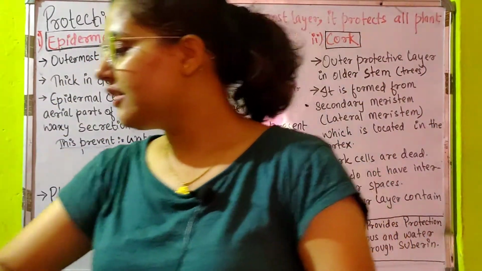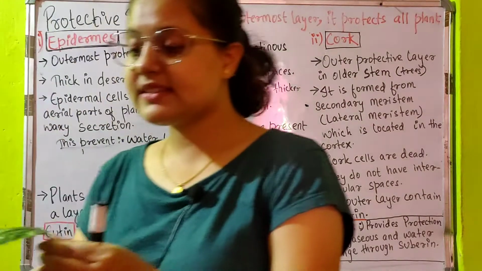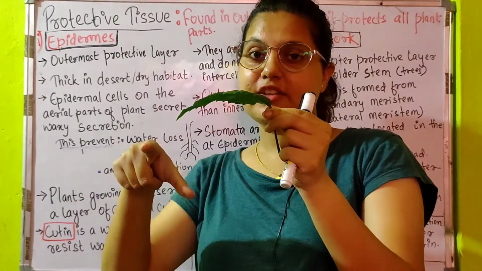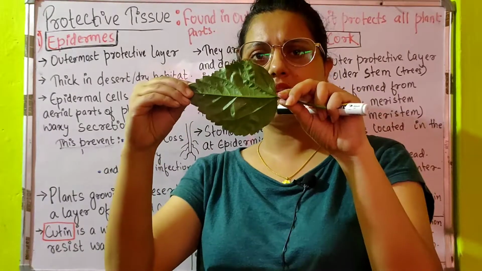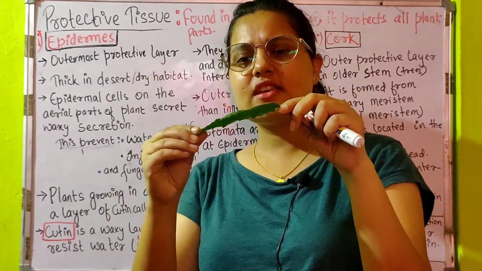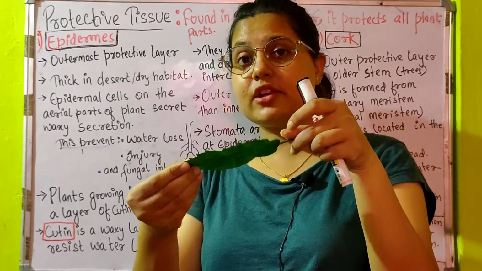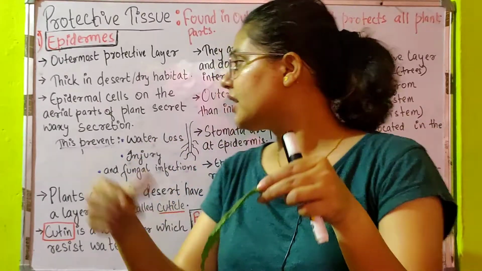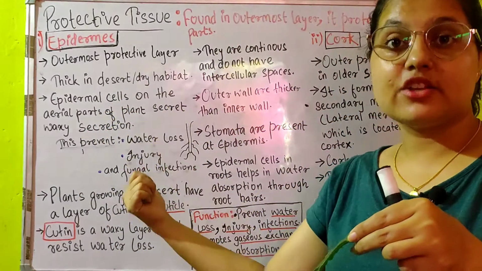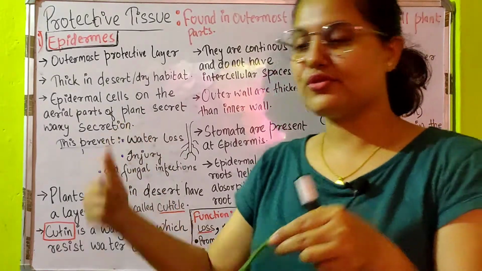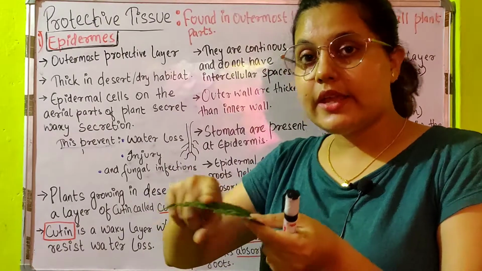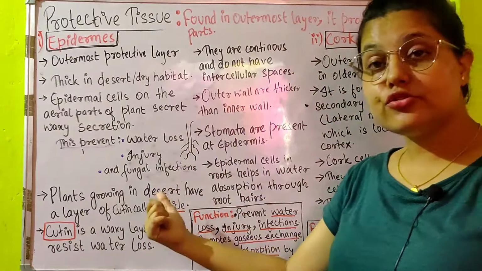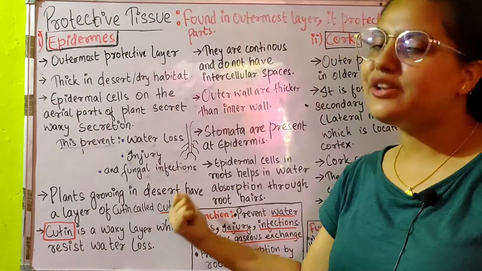I have one leaf to show you as an example. This is the aerial part of the leaf, right? And you see the difference. This is glossy and this is matte, isn't it? This is glossy and you see this is matte. Because this glossy part contains a waxy secretion of epidermal tissues. These prevent water loss from the aerial part of the plant, and injury, and also fungal infections.